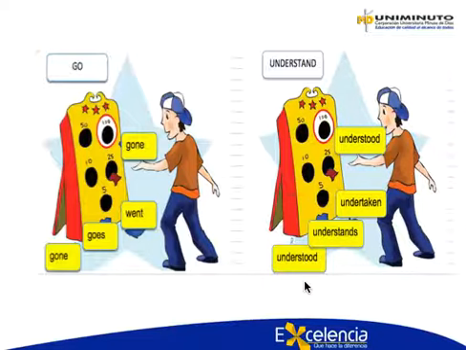When we have understand, what is the past participle? Understood, understands, undertaken. So what will be the past participle of this verb? Undertaken. Yeah, that's correct. So remember, always when we are talking about present perfect, we need to use past participle. Let's continue.